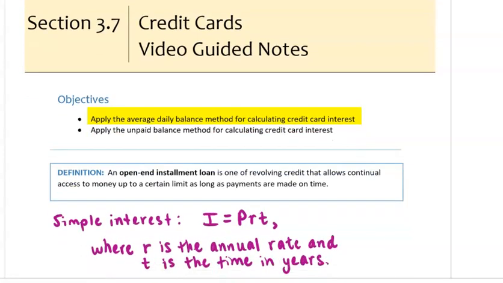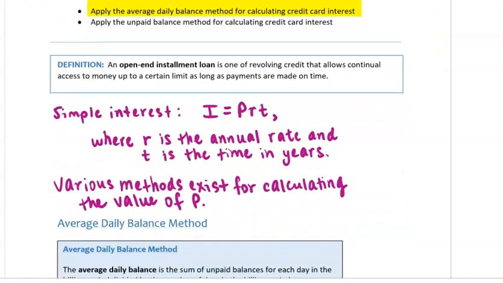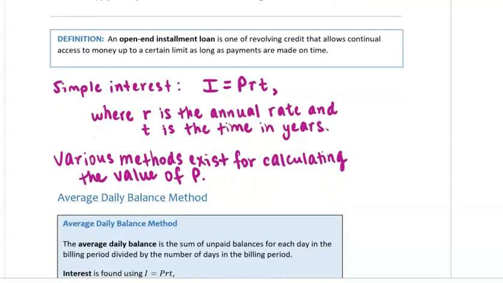An open-end installment loan is one of revolving credit that allows continual access to money up to a certain limit as long as payments are made on time. Credit cards are examples of open-end installment loans where the finance charge or interest is calculated using the simple interest formula, I equals PRT, where R is the annual rate and T is the time in years.